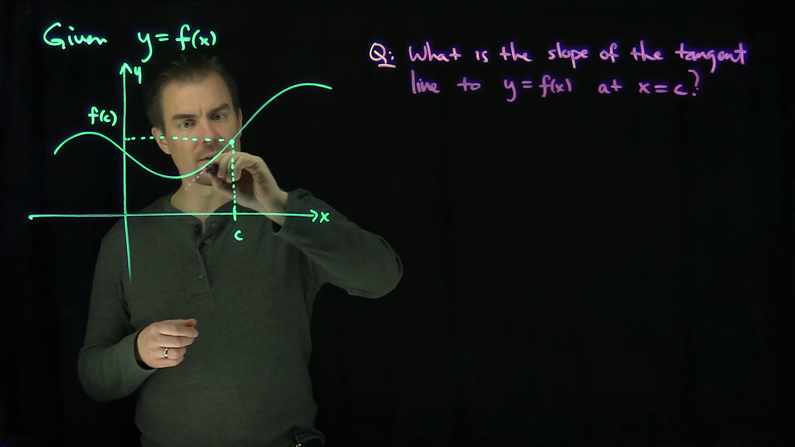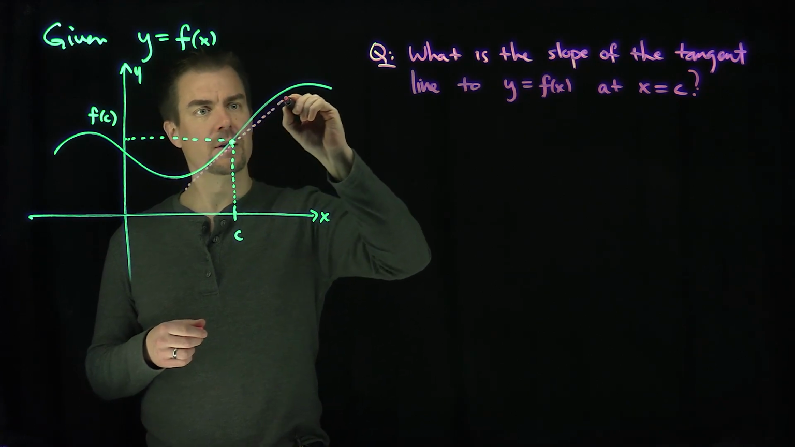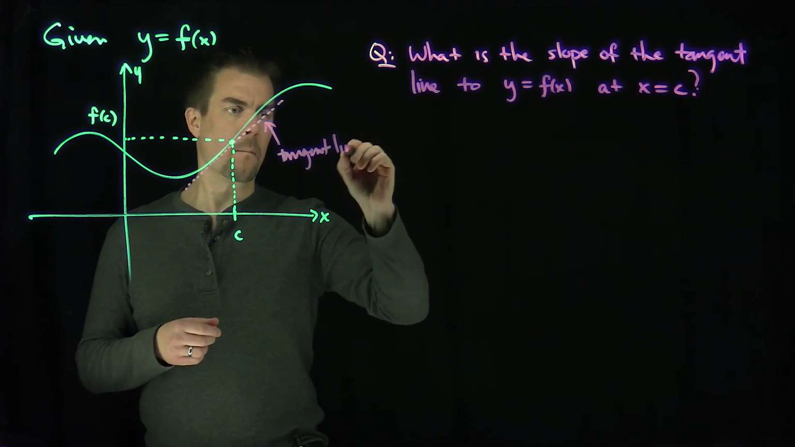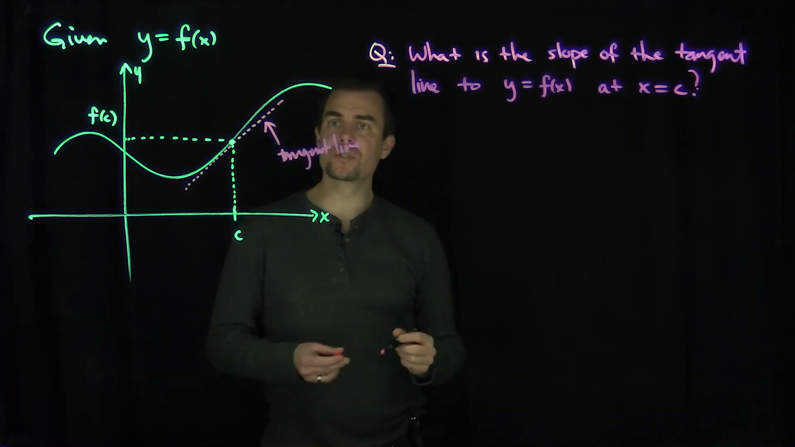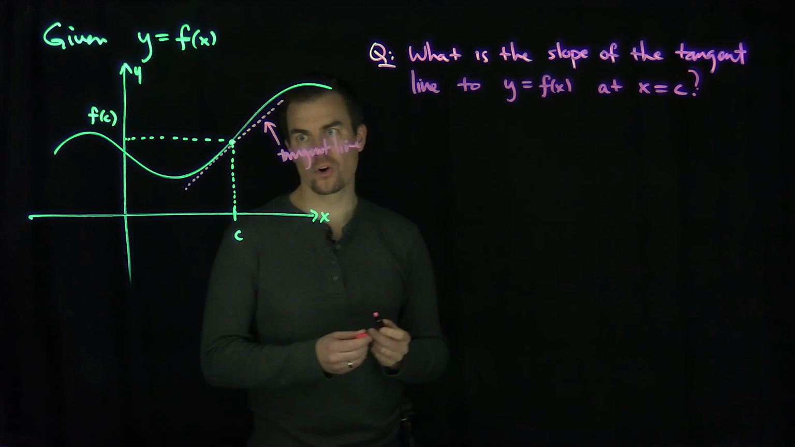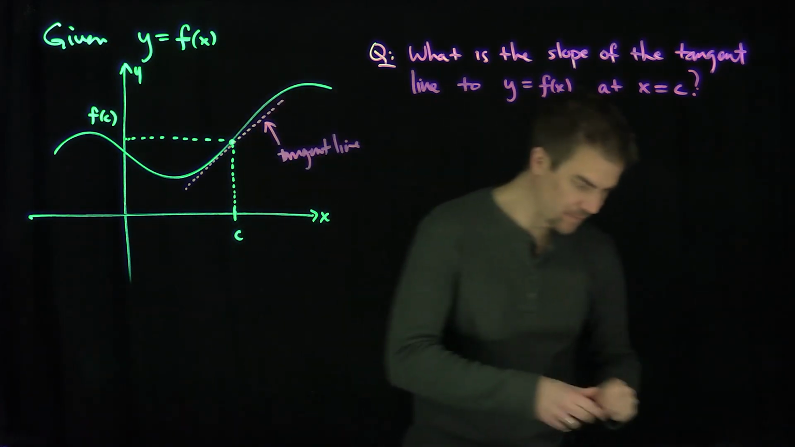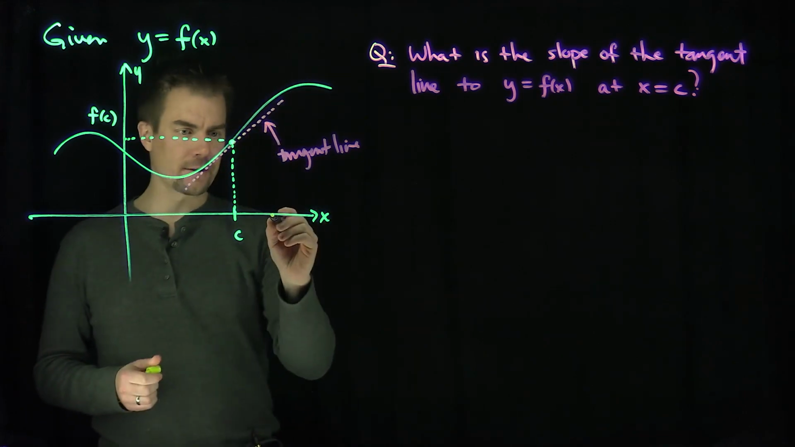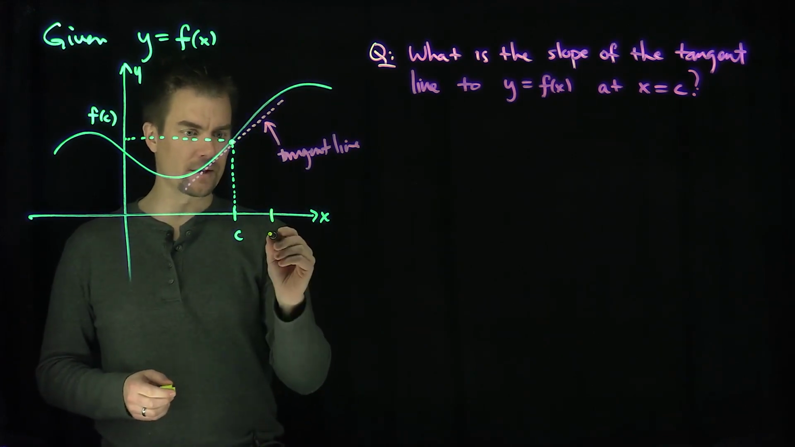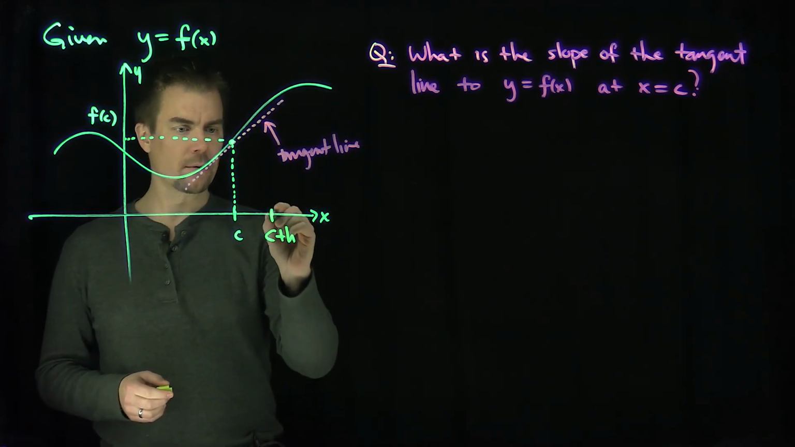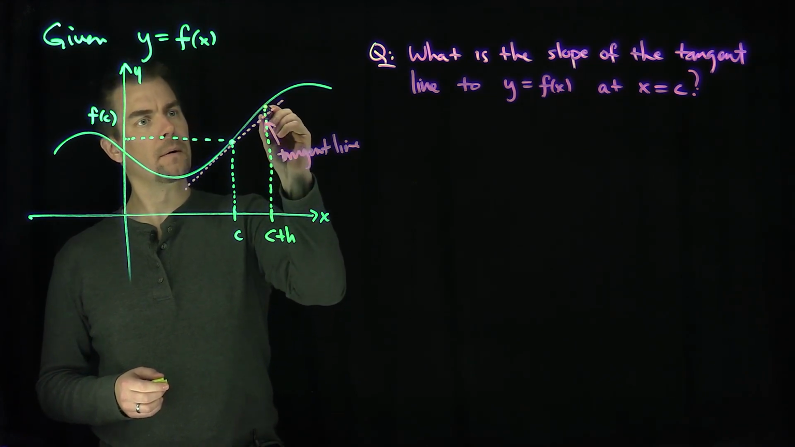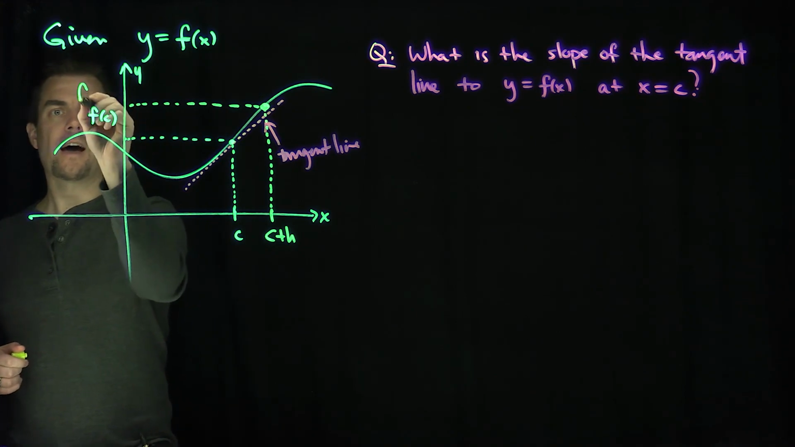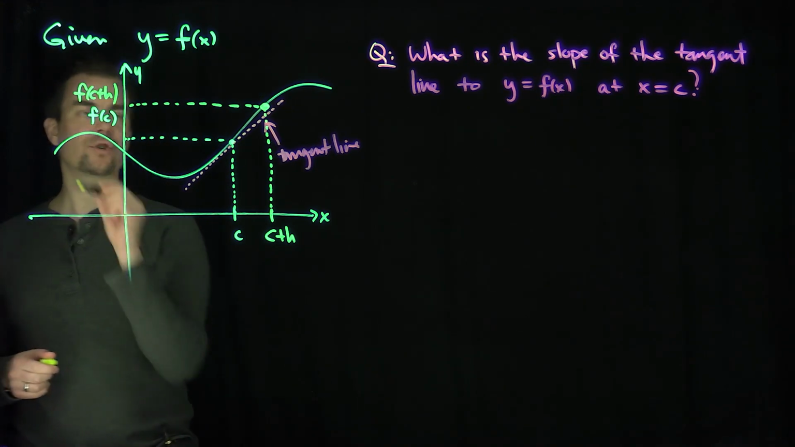So there's the tangent line, the line that just barely touches the graph of the function. That's the tangent line. Okay? And so what I'm going to do is try to approximate that slope by looking at secant lines. So we're going to look at a point that's different over here, maybe a point c plus h, for example. And that will correspond to the value f of c plus h.